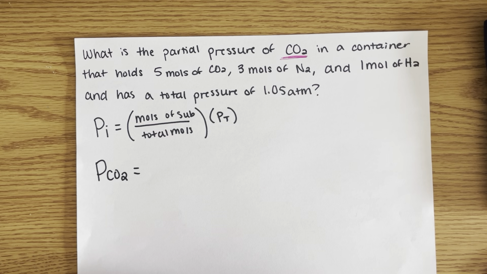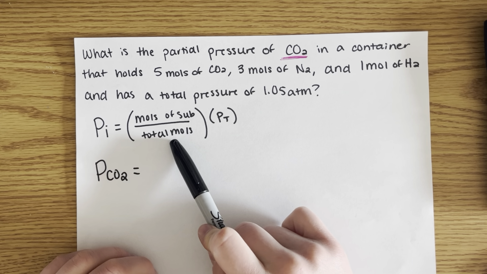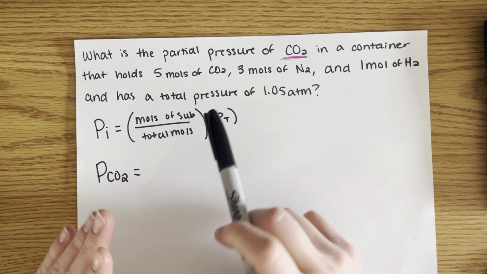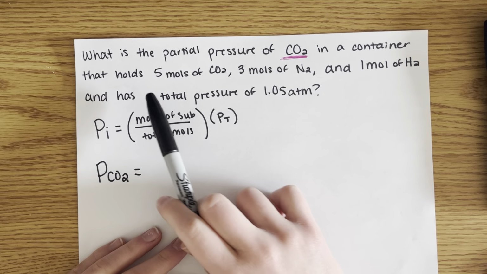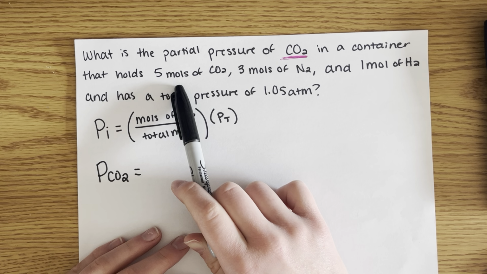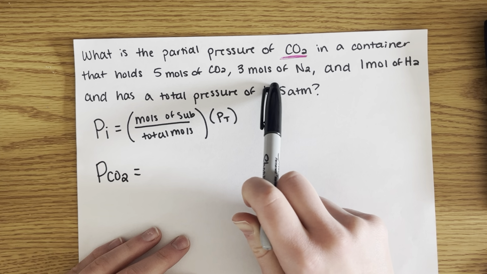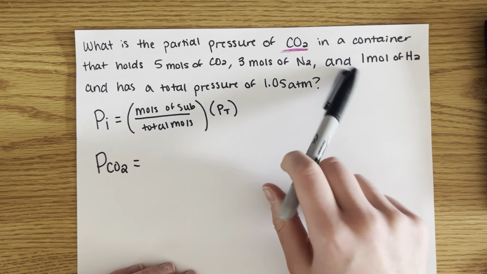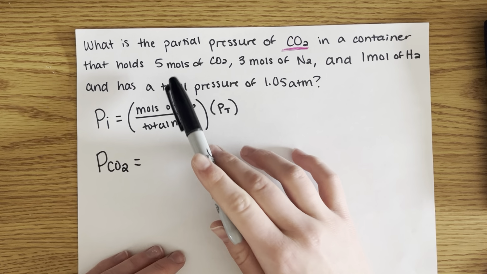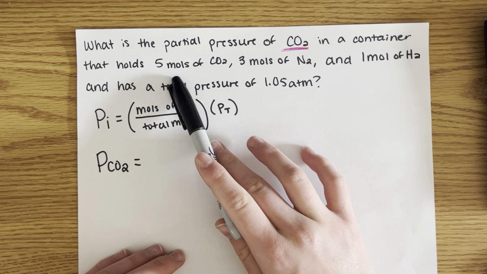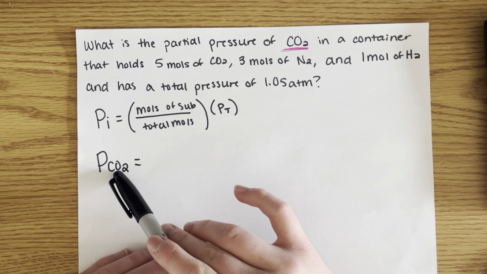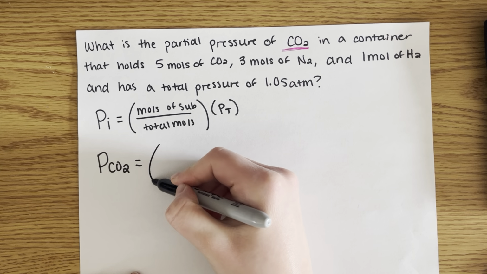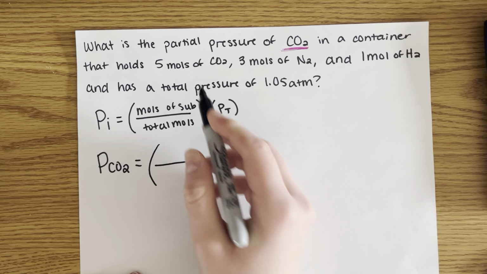Okay. Do we know this information? The moles of the substance over the total moles. So then we continue reading. In a container that holds 5 moles of CO2, 3 moles of N2, and 1 mole of H2. So what do we do with this information? It tells us the exact number of moles of CO2 that we have, and that's the substance we're trying to find. So we know that we can plug in our moles of our substance. That would be 5 moles.